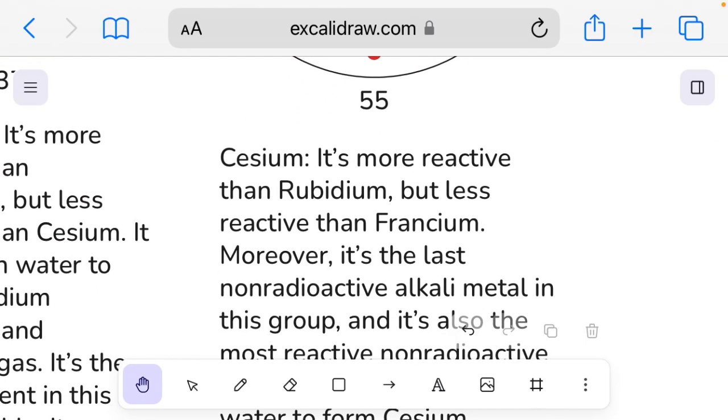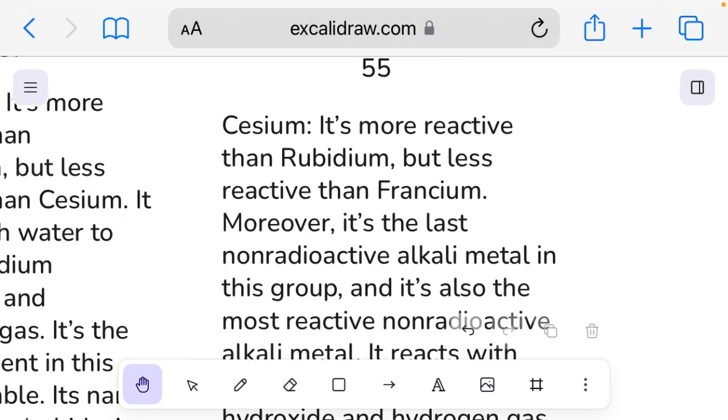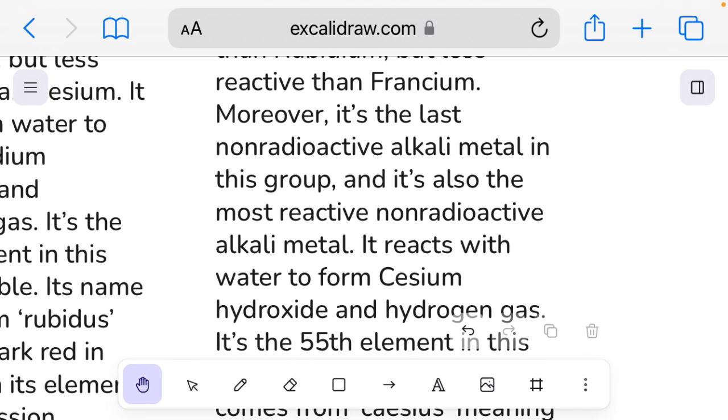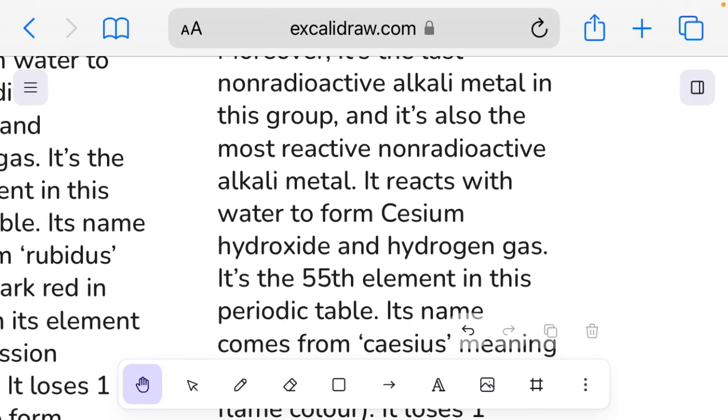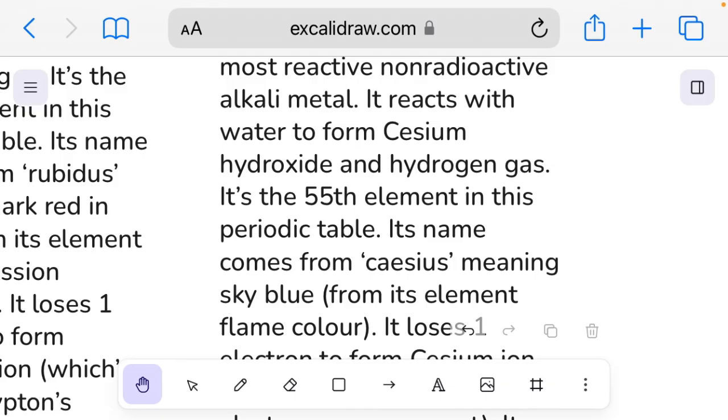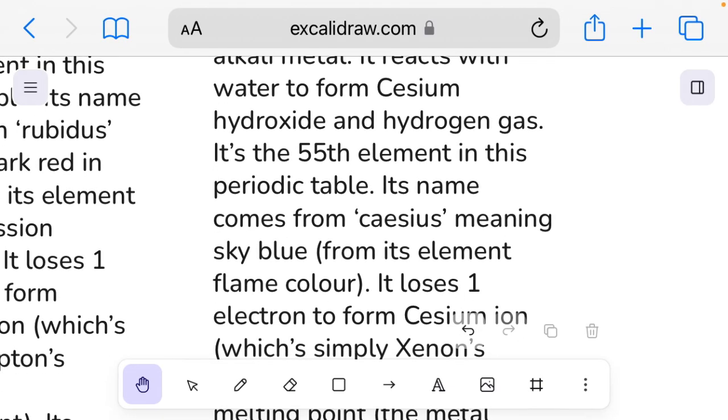Cesium. It's more reactive than rubidium, but less reactive than francium. Moreover, it's the last non-radioactive alkali metal in this group, and it's also the most reactive non-radioactive alkali metal. It reacts with water to form cesium hydroxide and hydrogen gas. It's the 55th element in the periodic table.